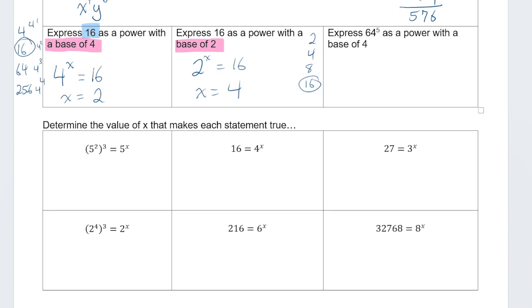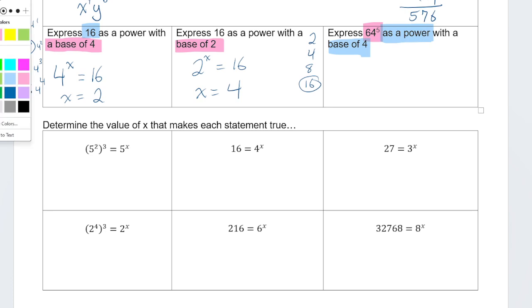And here's a weird one. This would be like a 4+ question. So if this one throws you, don't feel bad. I won't be giving you this type all the time. Let's go purple this time. So we want to express this power as a power with a different base, as a power with a base of 4.